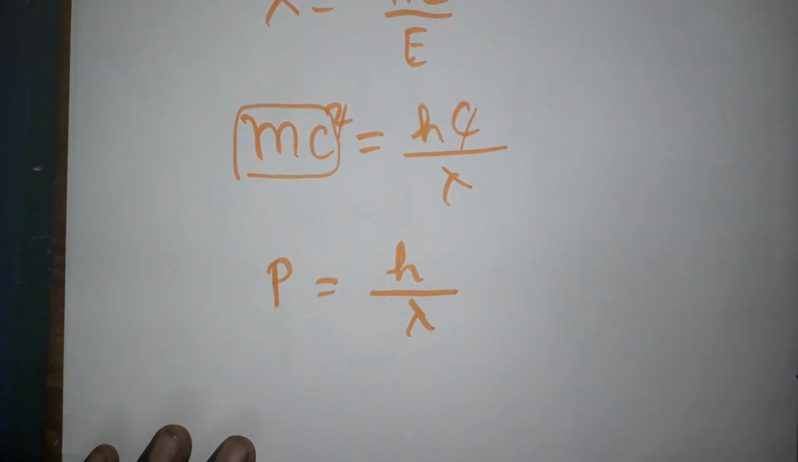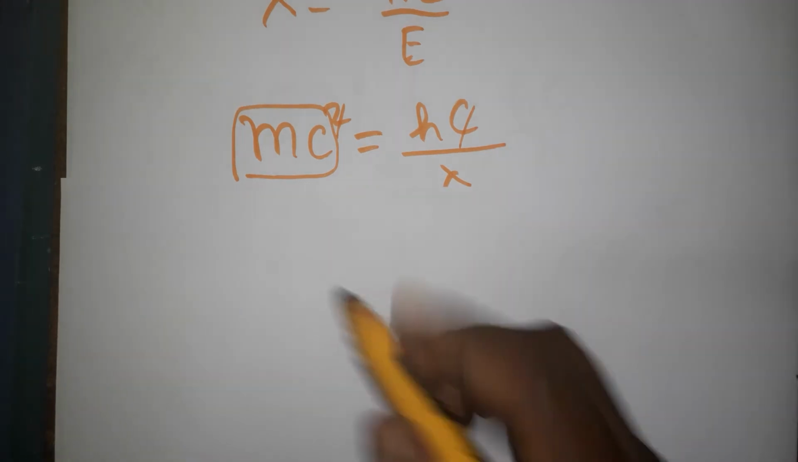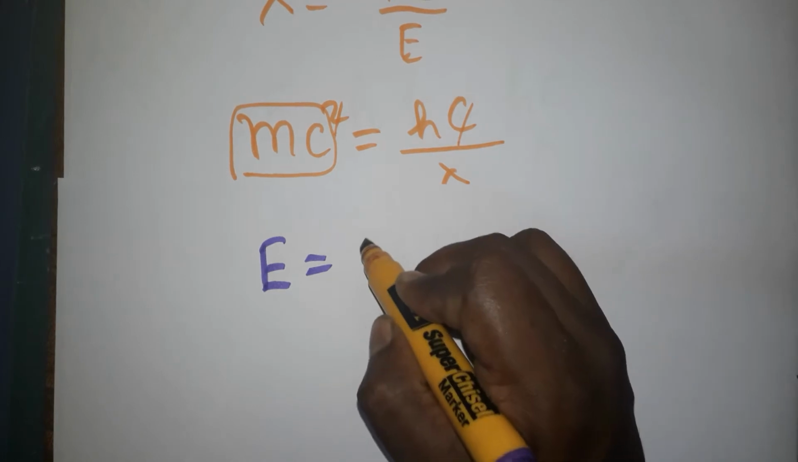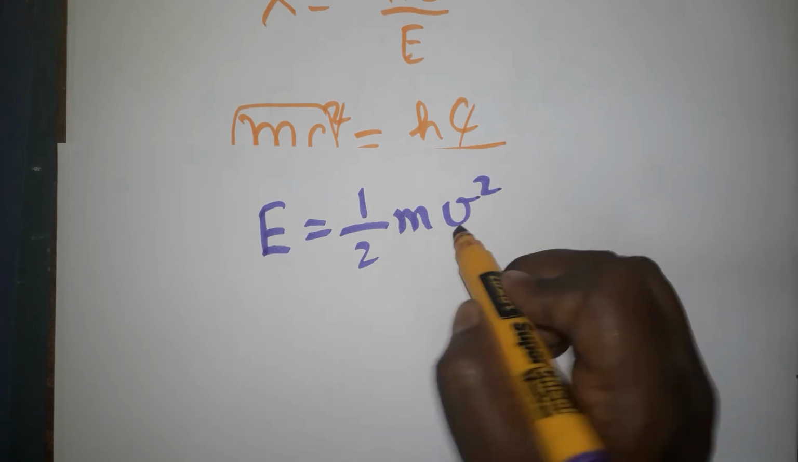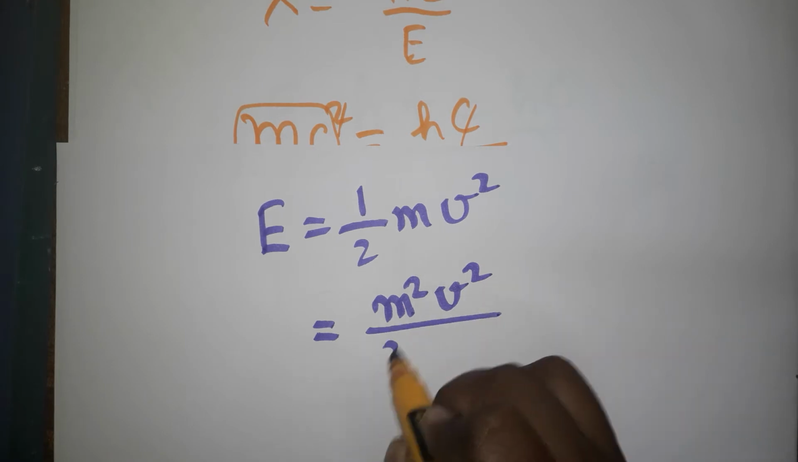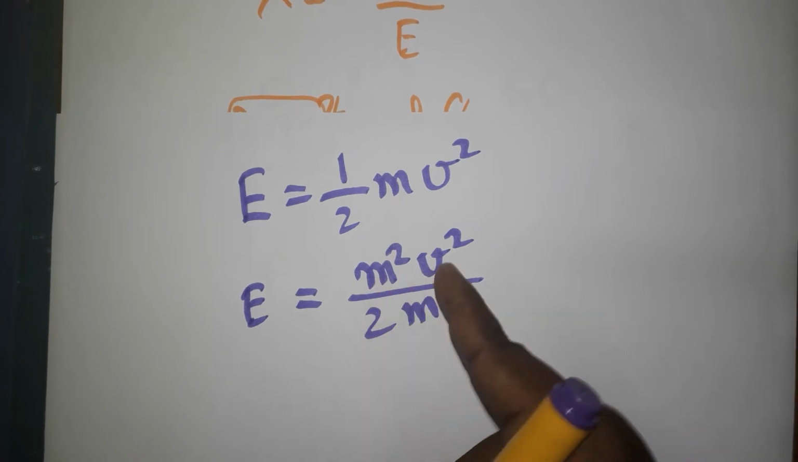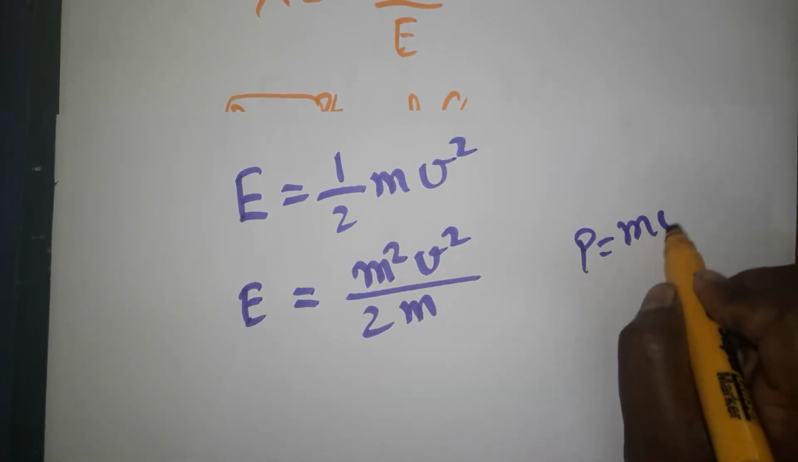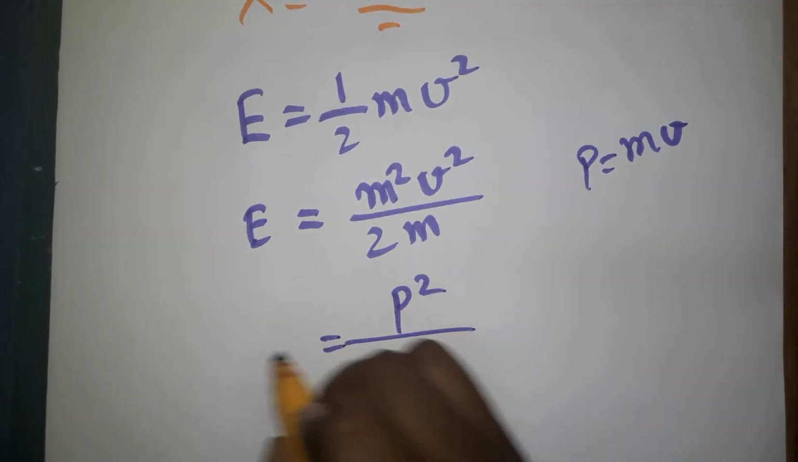I know kinetic energy is equal to half mv square. This is a famous relation I am using, and I am just modifying it according to the options. So energy is equal to half mv square. Multiply numerator and denominator by mass, so m square v square divided by 2m, because I want to relate the numerator with momentum. What is mv? The product of mass and velocity, we can take it as momentum. So momentum square divided by 2m is equal to E.